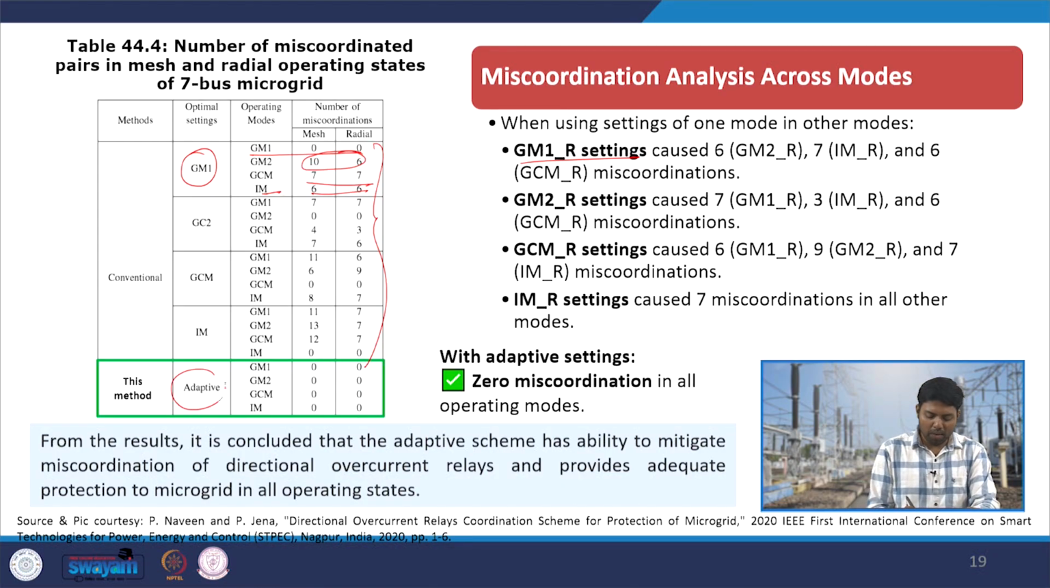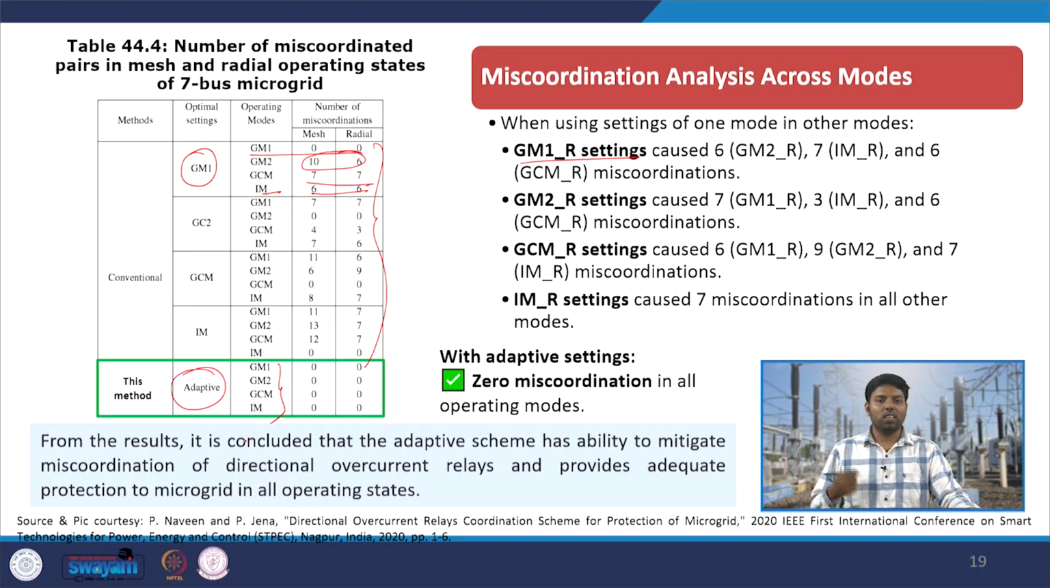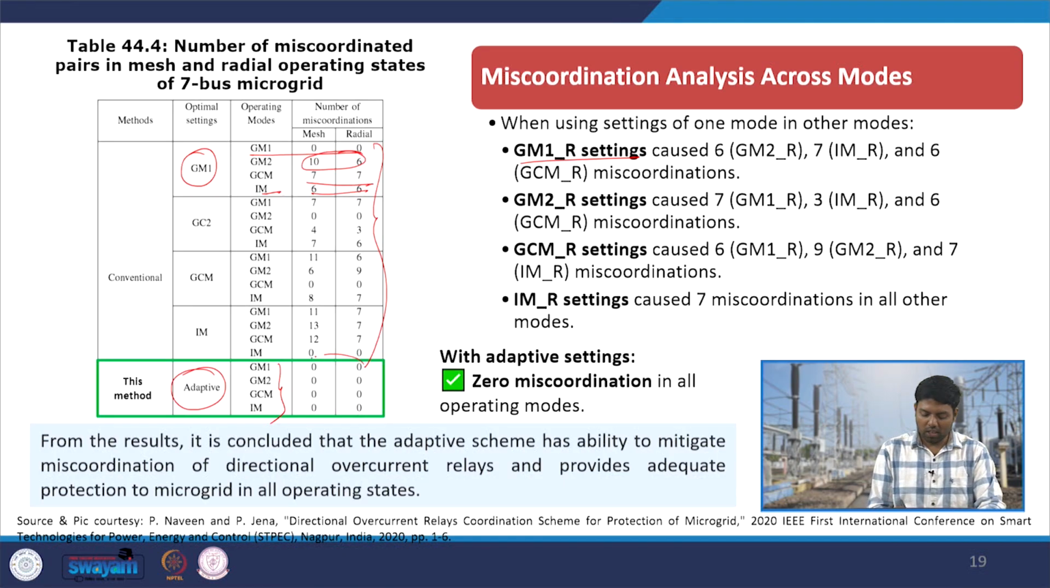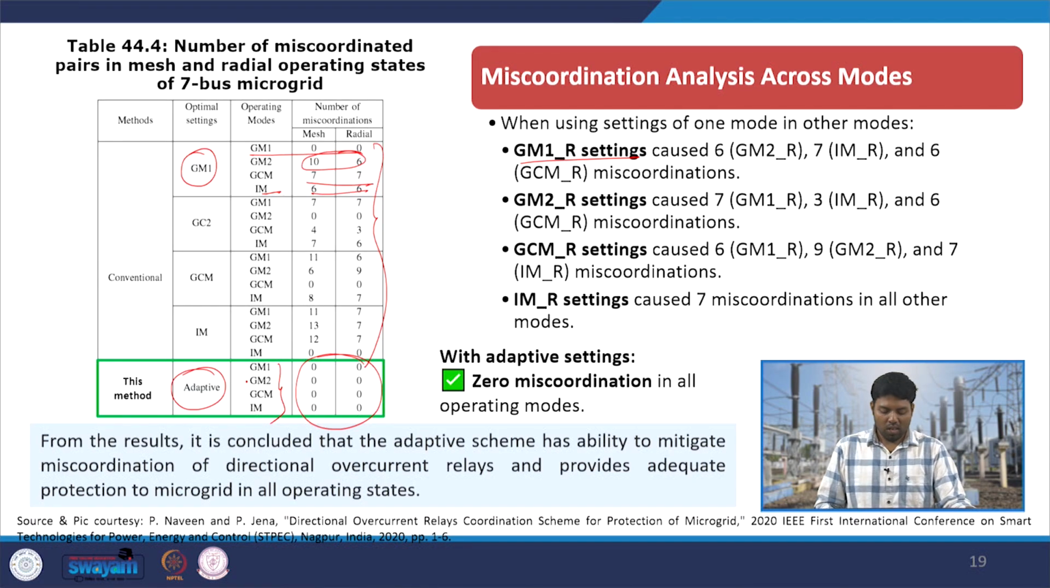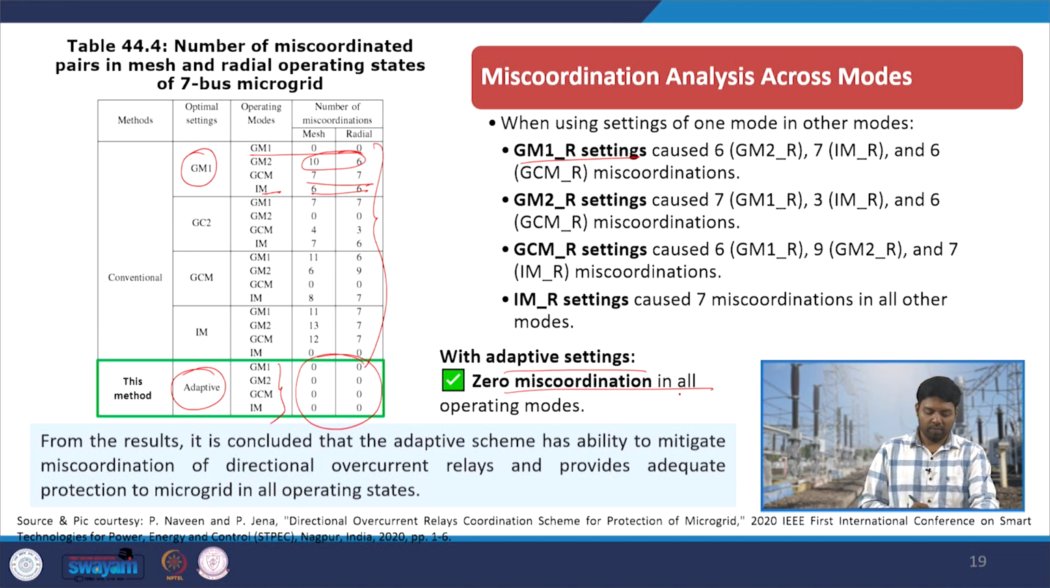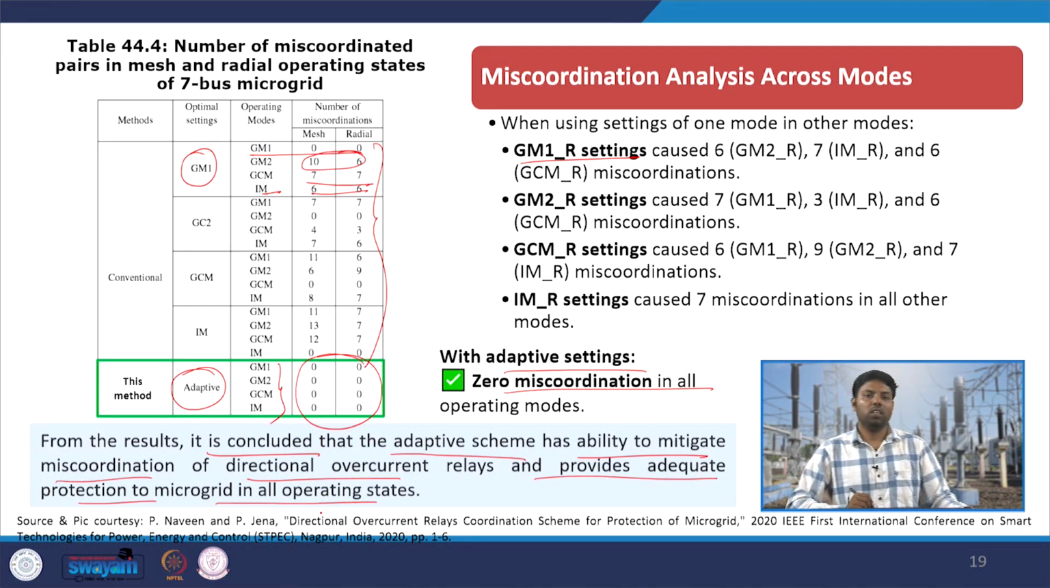But if you go with the adaptive setting, at that time you can see that with every change your system is changing and searching whatever the pre-stored value, and depending upon that it is selecting its operating state. So, at that time you can see there is no miscoordination. With adaptive setting there is 0 miscoordination in all operating modes. From the result, it is concluded that the adaptive scheme has the ability to mitigate miscoordination of directional overcurrent relays and provide adequate protection to the microgrid in all operating states.